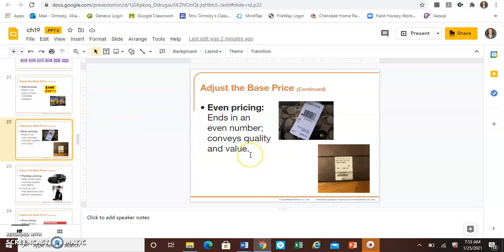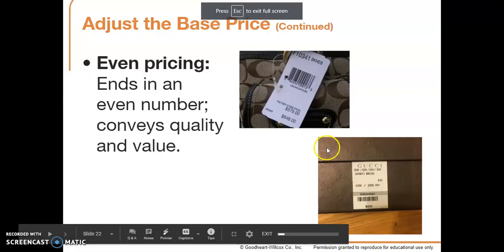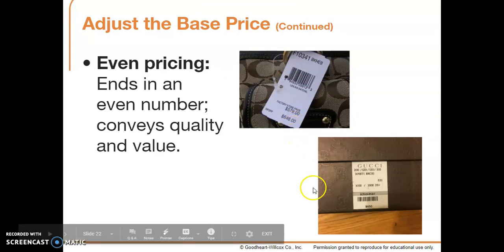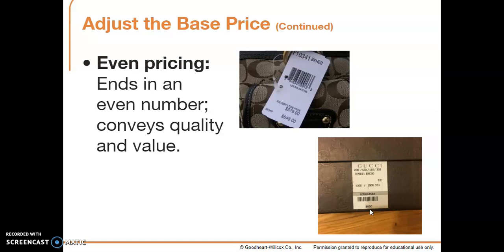Now, on the flip side, even pricing conveys quality and value. If you ever go and look at a designer item, like here, I'll present this so you can see it a little bit bigger. Here you can see this is a Coach bag. It ends in 00. It's never going to end in 99 cents. Or here, a Gucci wallet, $650. It's never going to end in 99 cents because that would convey that they are getting it at a cheaper price, unless it's a discount.